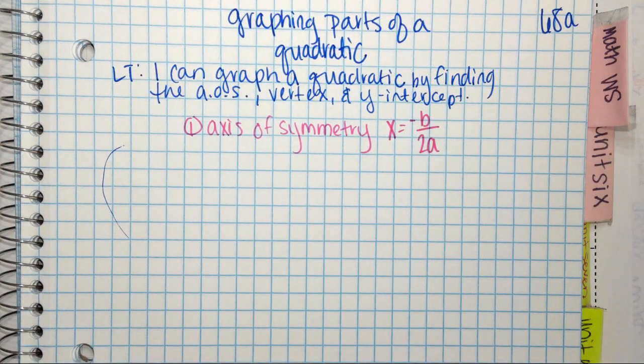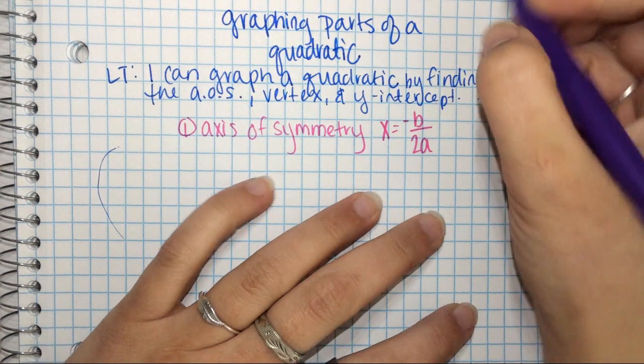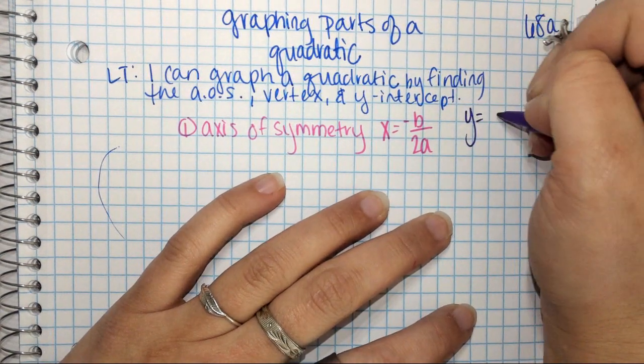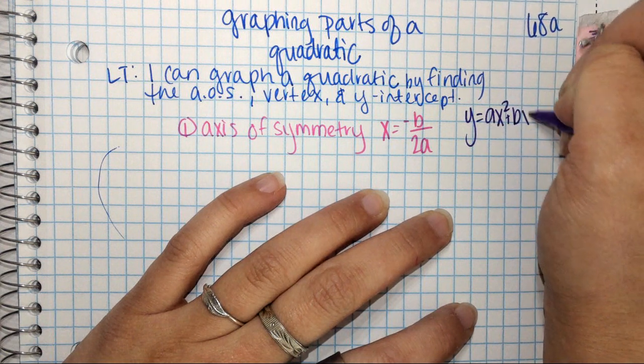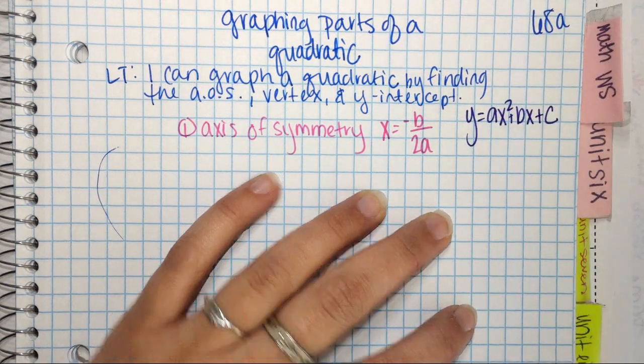Now, how do we know what B and A are? Yesterday we talked about how our quadratic has to be in standard form. And standard form is y equals ax squared plus bx plus c.